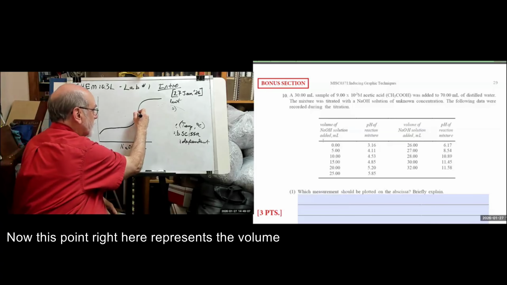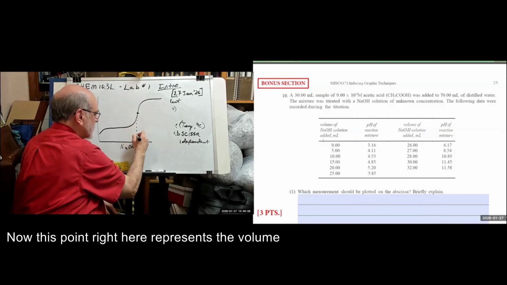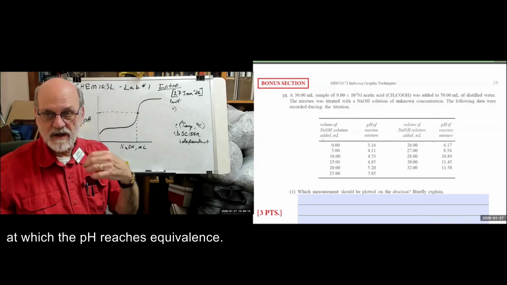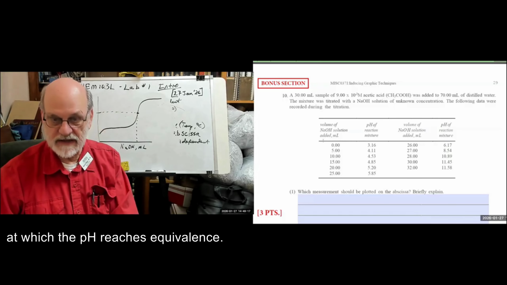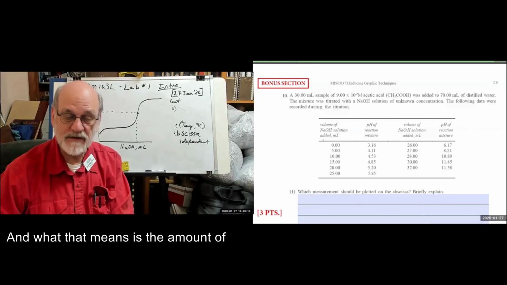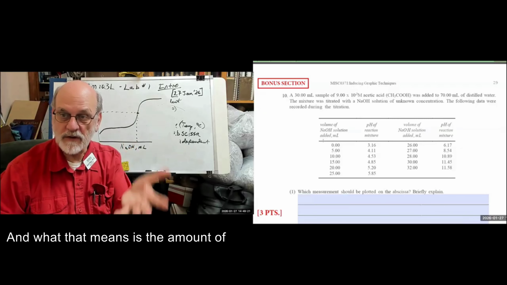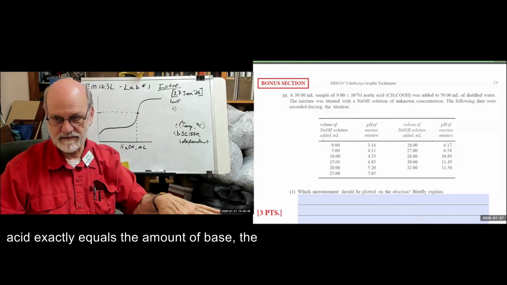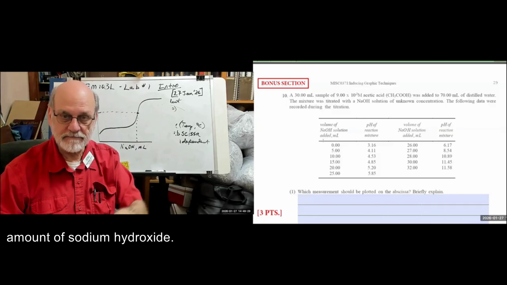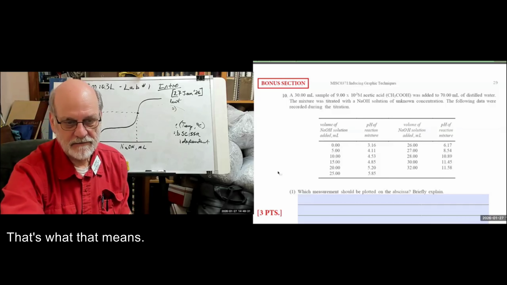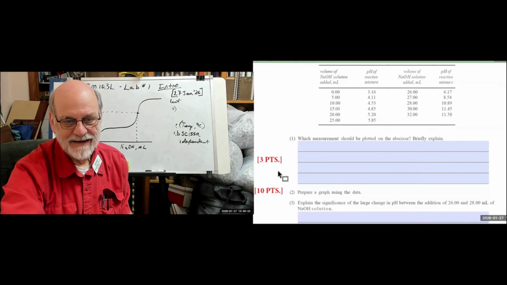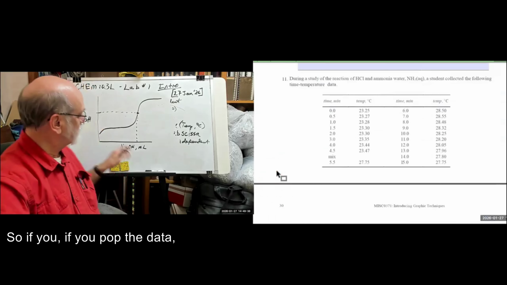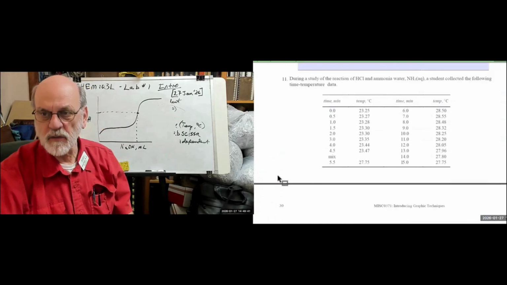Now, this point right here represents the volume at which the pH reaches equivalence. And what that means is the amount of acid exactly equals the amount of base, the amount of sodium hydroxide. That's what that means. So if you plot the data, it should look like that.